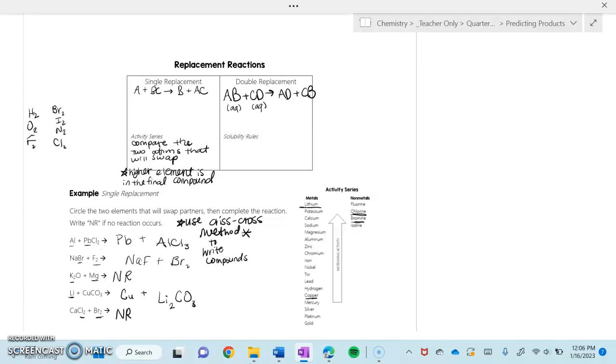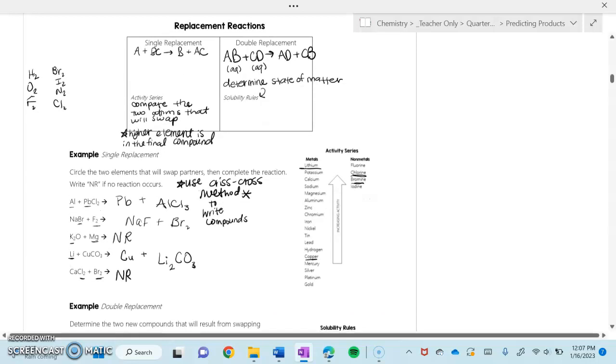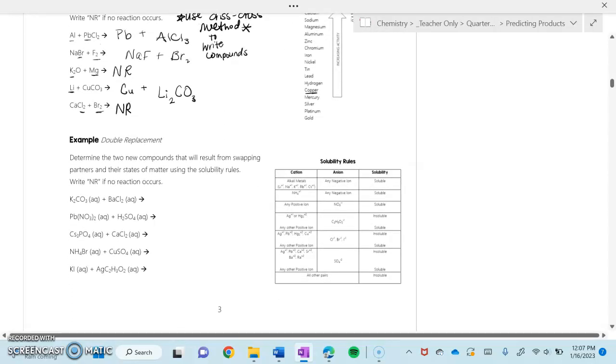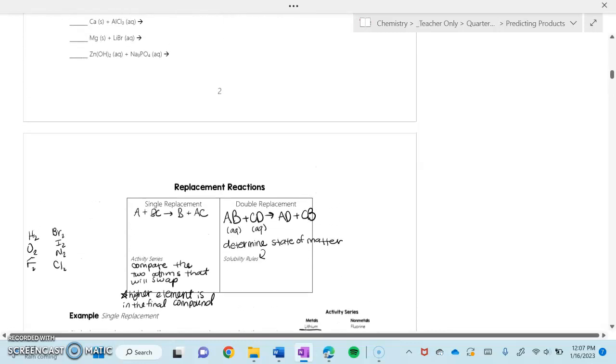So we'll use the solubility rules to determine the state of matter. So what we'll have to do to figure out if a reaction happens is determine the state of matter for each of the products because our reactants are automatically going to be dissolved. And the way we do that is through the solubility rules. And our solubility rules table is down here with example 2. We will talk about how to use this here in a moment.